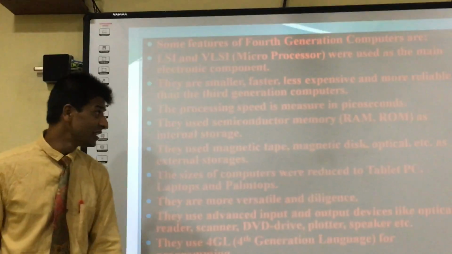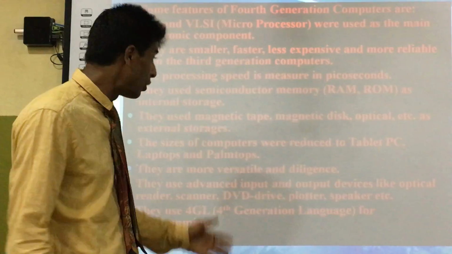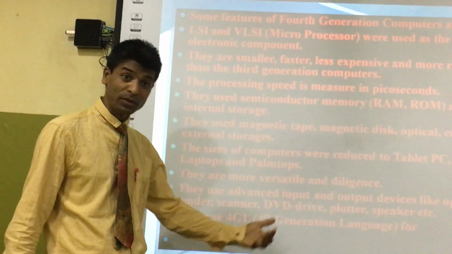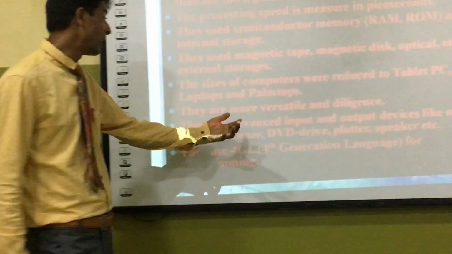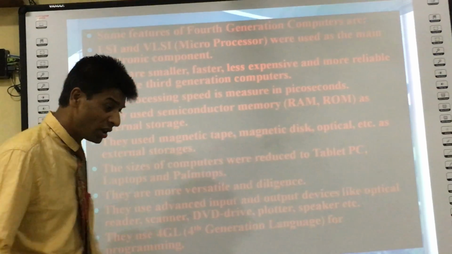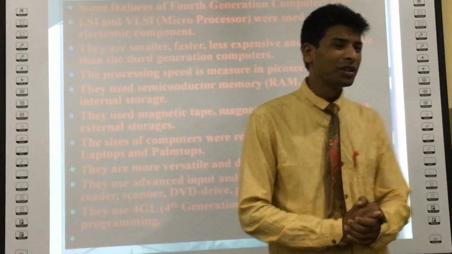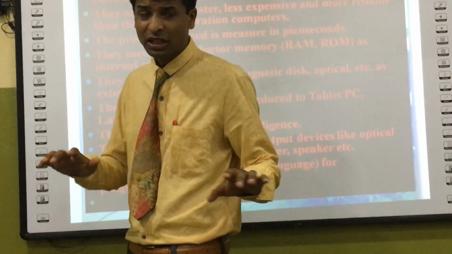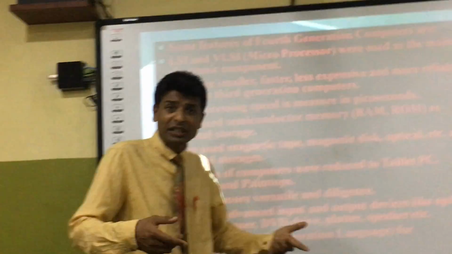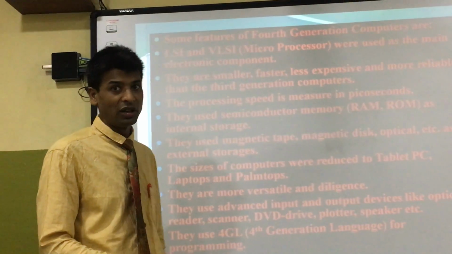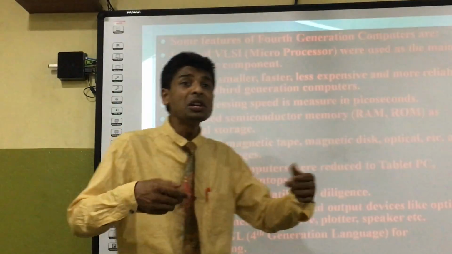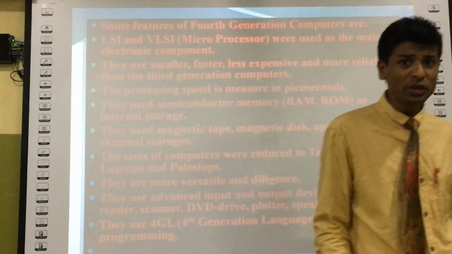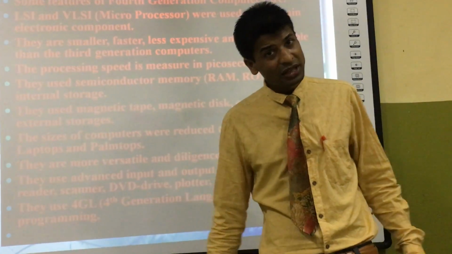They use magnetic tape, magnetic discs, optical discs. Nowadays the size of computers has reduced to tablet, PC, laptop, palmtop. They are more versatile and diligent, which means today's computer never gets tired. If you give the computer an instruction to print 100 times, it prints continuously without feeling tired. And we can do multiple tasks at once. But in first, second and third generation computers, multiple tasks were not possible. In fourth generation computers, multiple tasks are possible.